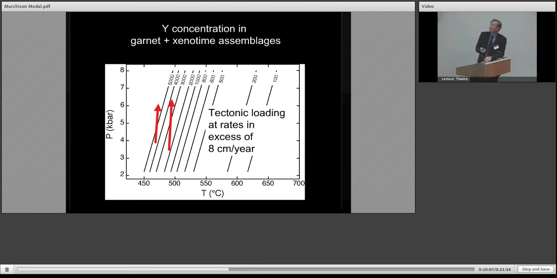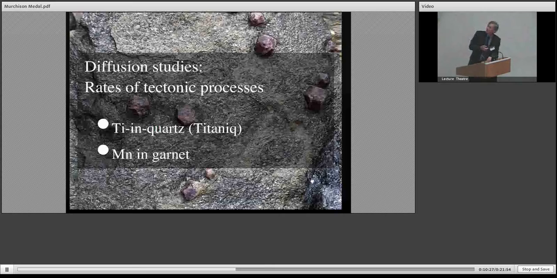The answer is you have to have loading rates in excess of 8 centimeters a year. So this is on the fast side of plate tectonic velocities. It's not completely unrealistic, but what it's saying is that the loading that's taking place in these collisional orogenic belts is taking place at the high side of plate tectonic velocities. Well, that's one bit of evidence.